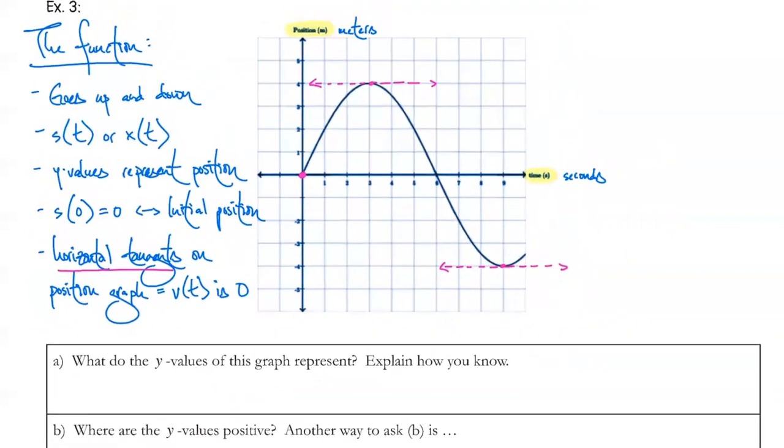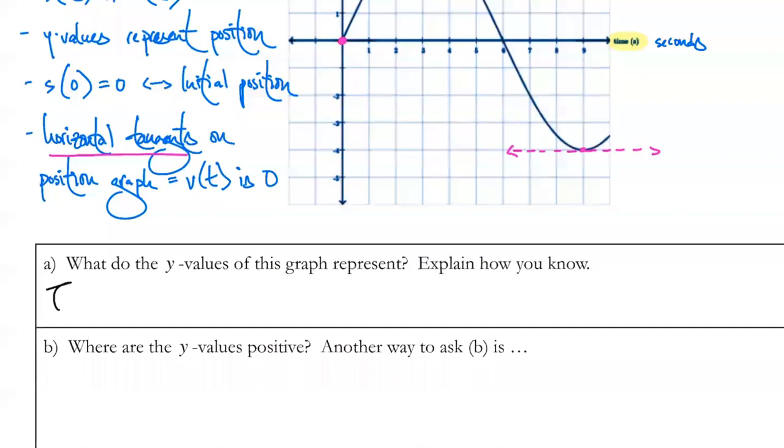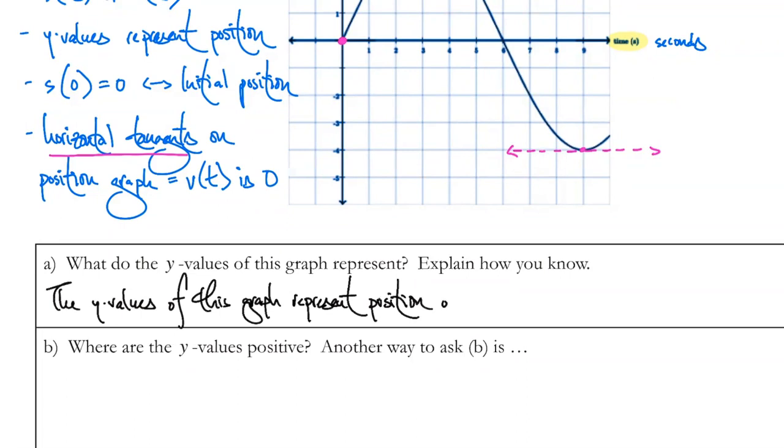I think we've already answered this question. We said that the Y values represent the position, and the units would be in meters, but I think more accurately we would say they represent the position of the function. So let's write that in. The Y values of this graph represent position of the particle.